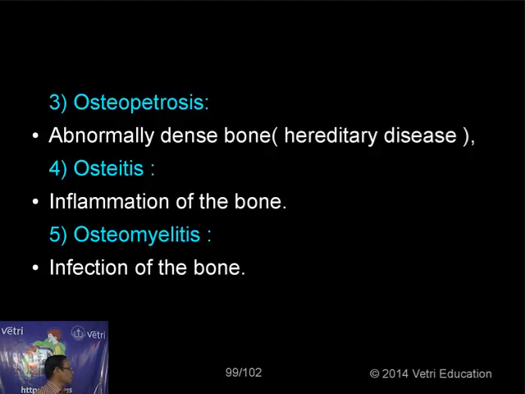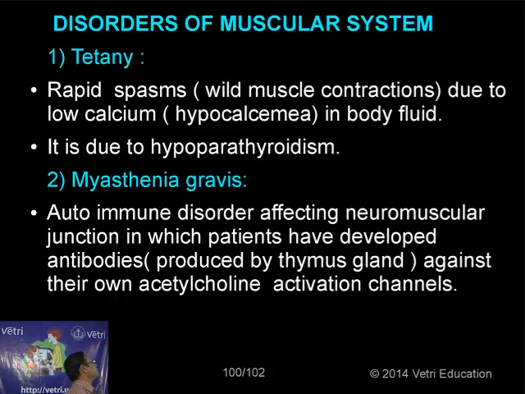Okay, then osteomyelitis. This is also the inflammation of the bone, but refers to the bone marrow infection. Sometimes we have what is called myeloma disease, a genetic disorder. So osteomyelitis is nothing but the infection of the bones, or we can say the infection or inflammation of the bone marrow. So these are all the disorders related to arthritis and the skeletal system.